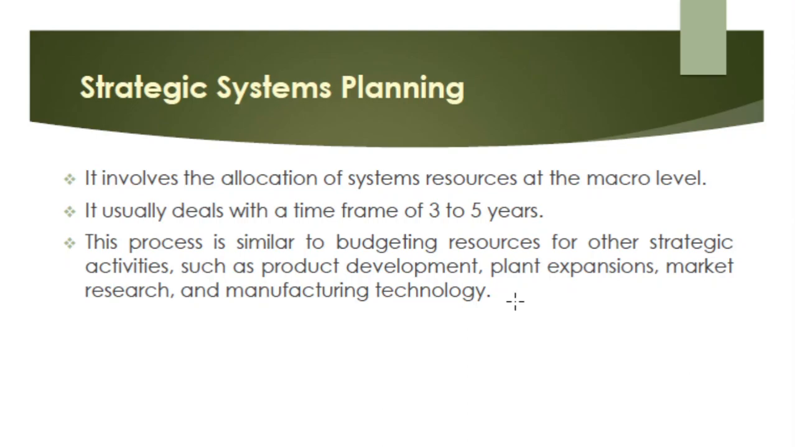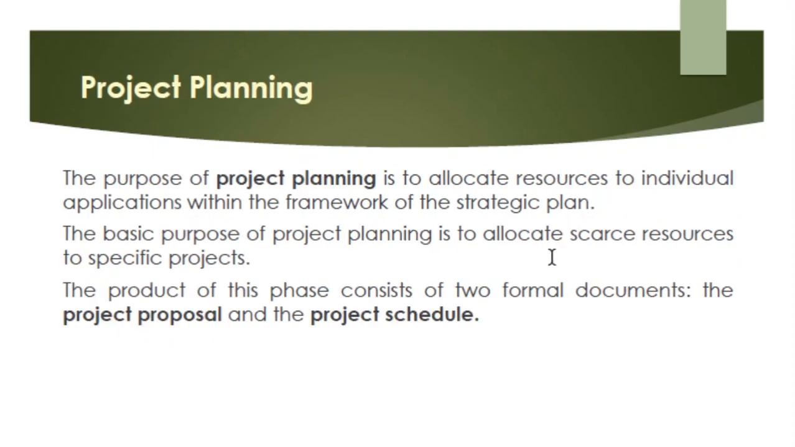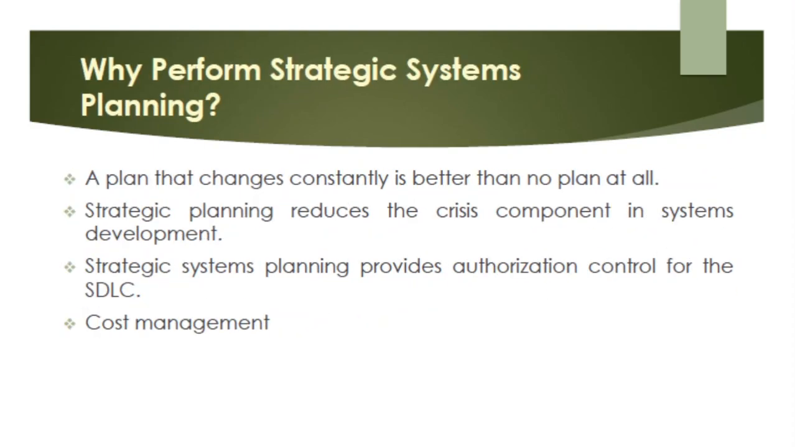When we say strategic systems planning, it involves the allocation of systems resources at a macro level. So it usually deals with a time frame of 3 to 5 years. And this process is similar to budgeting resources for other strategic activities such as product development, plant expansion, market research, and manufacturing technology. So why do we perform strategic systems planning? Now, there are four reasons or justifications why we need to perform strategic systems planning.